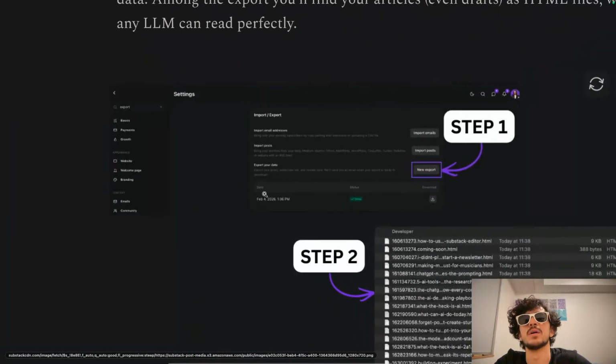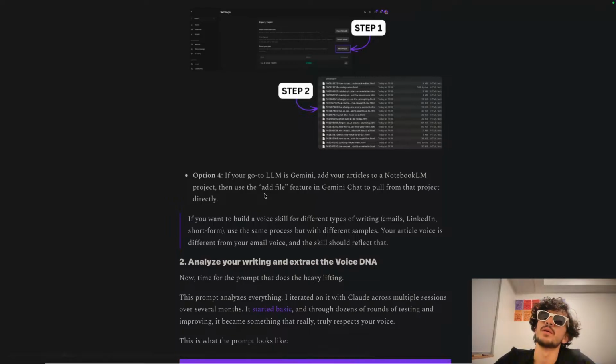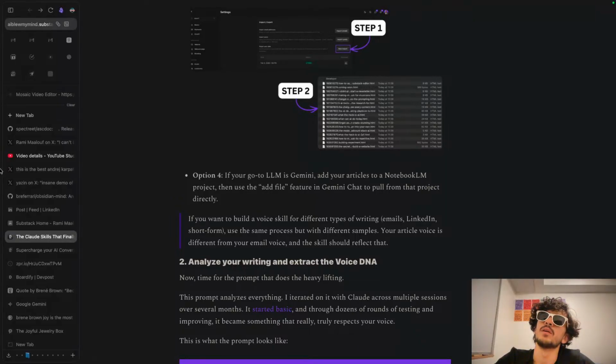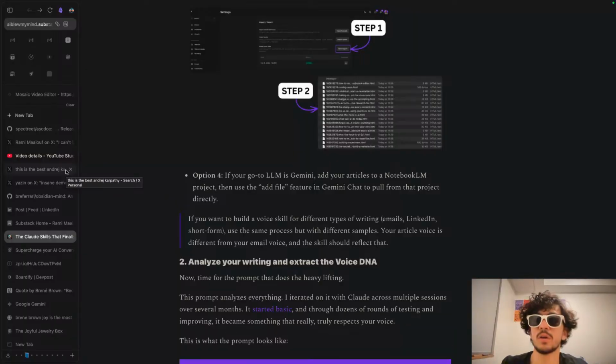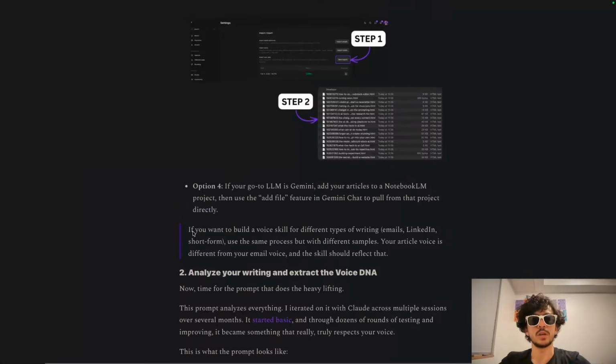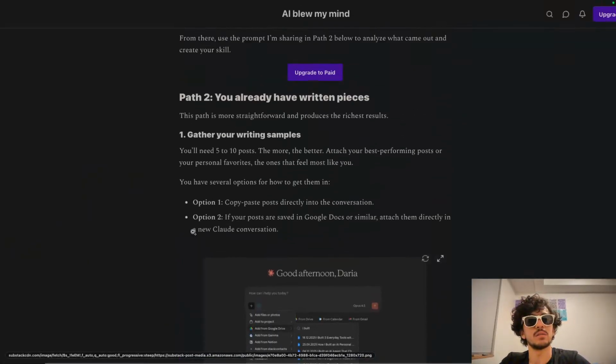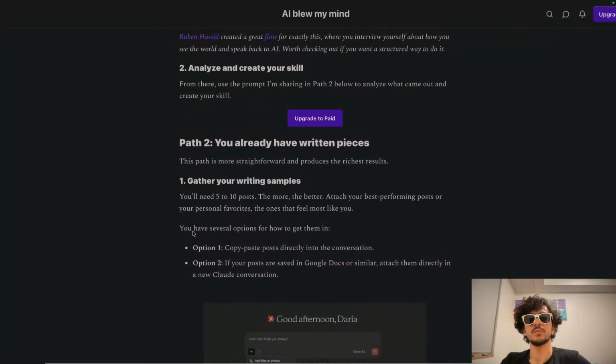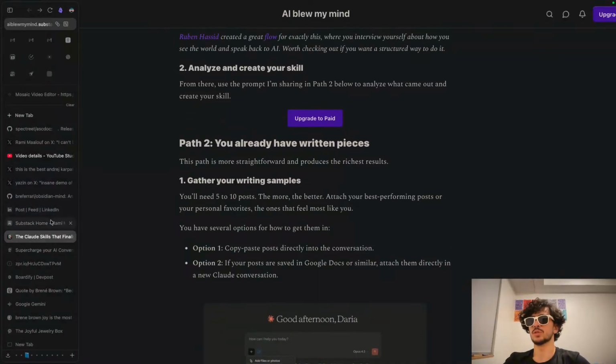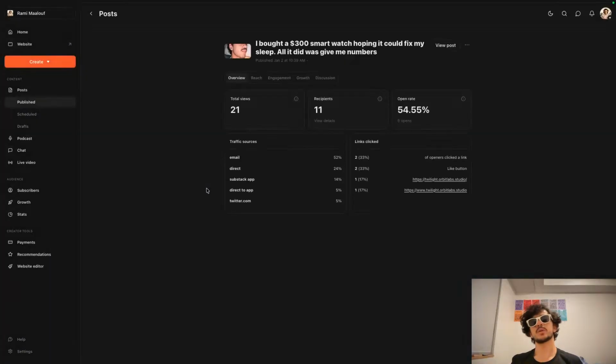Export from Substack. You know what? Let's try with this, and then if you have more questions or doubts, let me know, and I'll answer you. So let's find these posts. I know I have a few Substack posts that I really resonate with, and they truly sound like me. This one is definitely one of them. So let's add them to this temporary note.